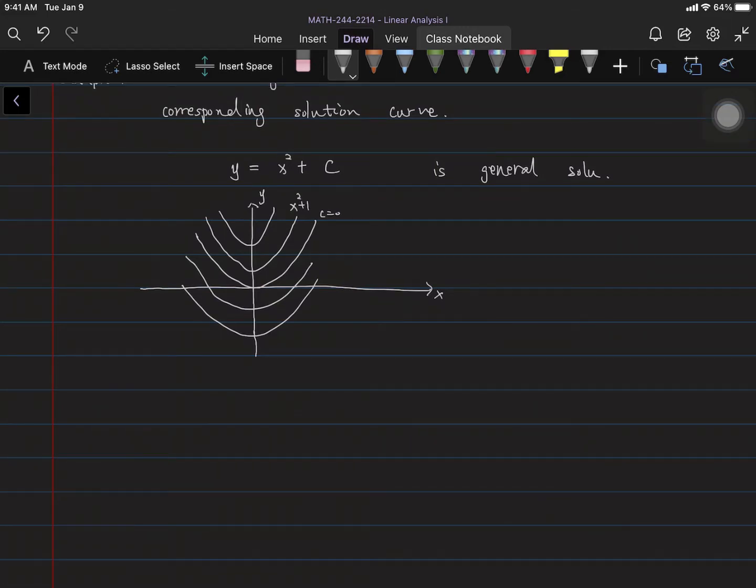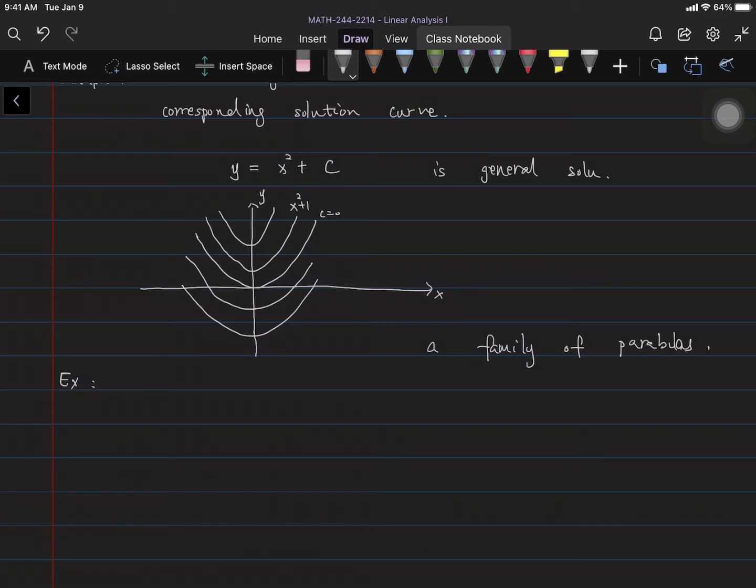So there's no specific curve. If we give the initial condition, we can fix the c, then that's a specific solution, a specific curve. But right now, the general solution is a family of parabolas. And now let's try one exercise problem.